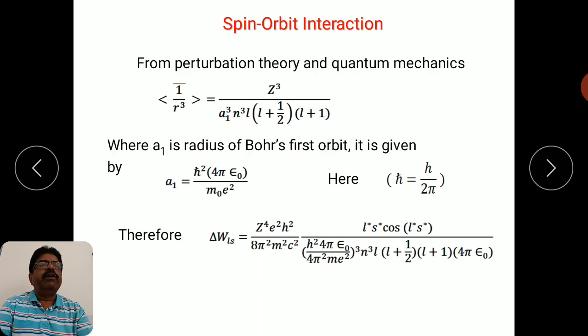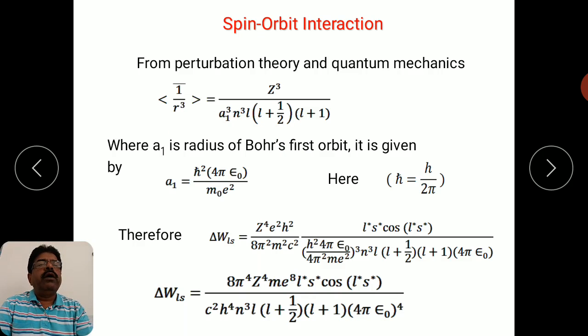in the earlier equation. Okay, so now let us simplify these terms, and after simplification and cancelling some of the terms, this delta WLS will take the form of this equation. So it is 8 pi raised to 4 Z raised to 4 m e raised to 8 L star S star cos of L star S star divided by c square h raised to 4 n cube L in bracket L plus half in another bracket L plus 1 into 4 pi epsilon 0 bracket raised to 4. Okay, so if you simplify this, you will find that it is equal to this particular equation.